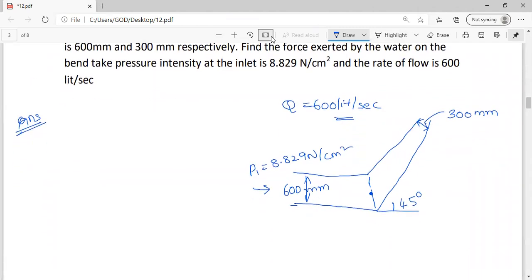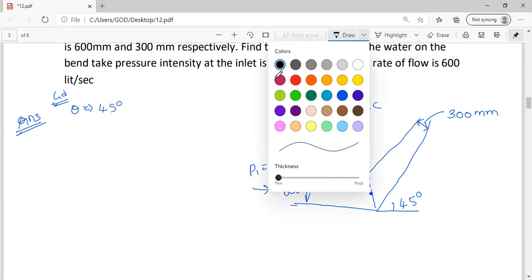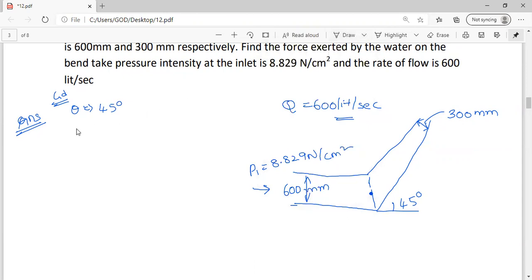So for that, I am using the system of units as meters. First I'll write the given data: theta is given as 45 degrees. Okay, now go further. And area 1 I needed. This area 1 is needed because we have to resolve; there is no further option for us.